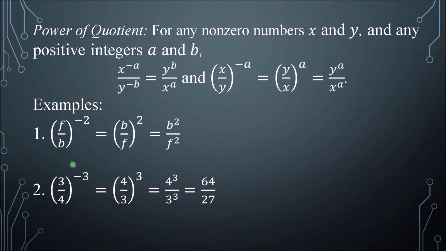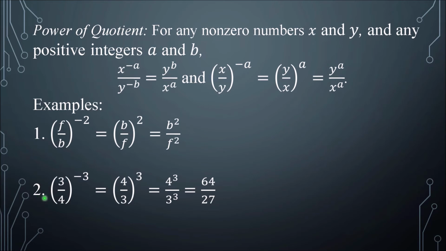Let's have example number 1. f over b quantity raised to negative 2. We will use this pattern to simplify this. So we have f over b raised to negative 2 is equal to the reciprocal of f over b, b over f, and then the negative 2 will be changed to positive. Distribute the exponent: b squared over f squared. So that's the simplified form.